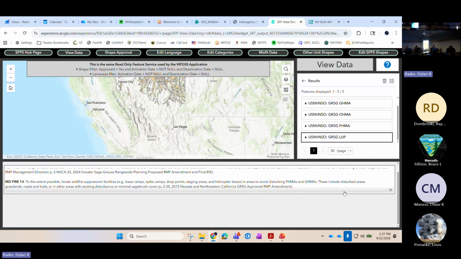So I did want to make that a point. We are looking to do an additional multi-unit shape, probably looking at NV Energy or at least power line right-of-ways.